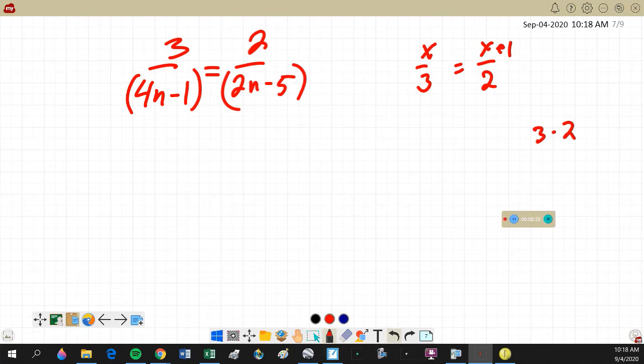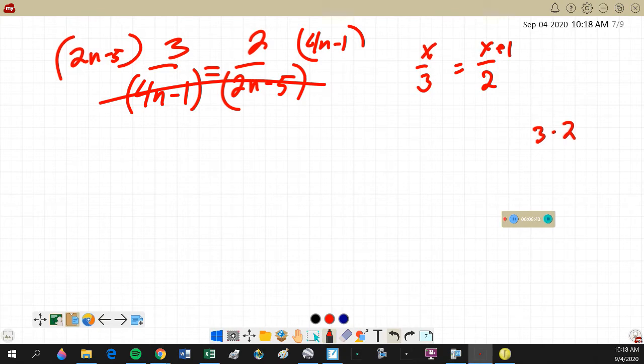So the one on the left needs a 2n minus 5. And the one on the right needs a 4n minus 1. And I'm not even going to worry about writing it in the denominators because I know they all go away. But n is not allowed to be what? 1/4 and 5/2.